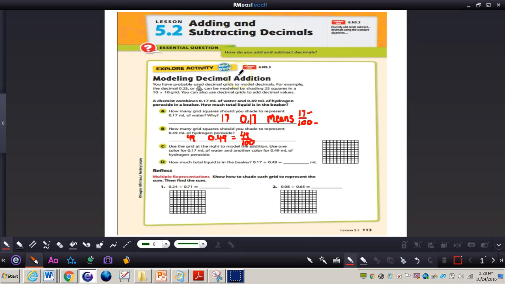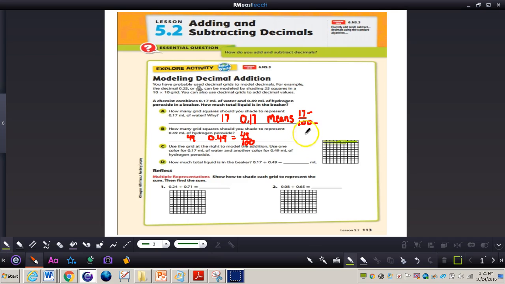Okay, so letter C. So we know how many we need to shade for 17 hundredths, how many for 49 hundredths. So what you can see here, I'm just going to do separate squares here. So I'm going to do 17 of these. So whole entire row is 10. Then from there I'm going to count 3 over. 1, 2, 3, and then shade the rest of these. So 17 squares, so that's what that looks like.